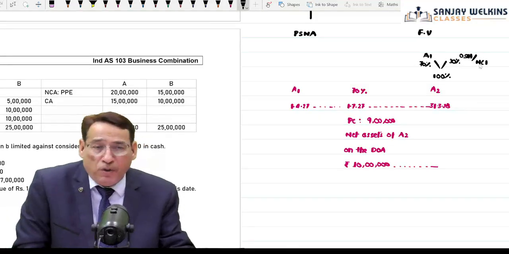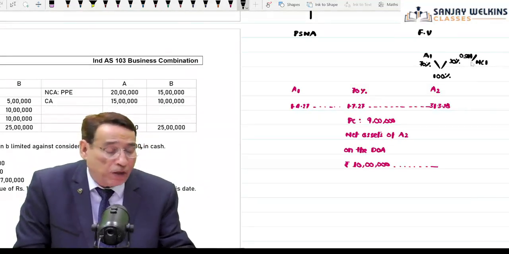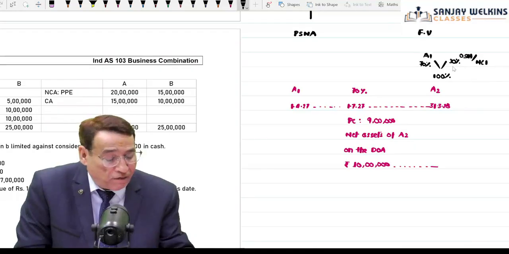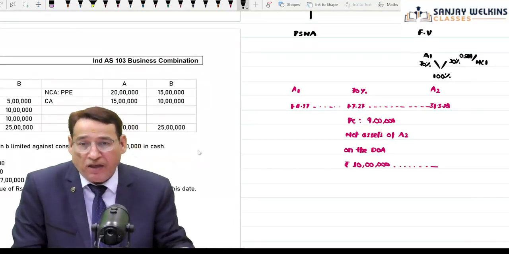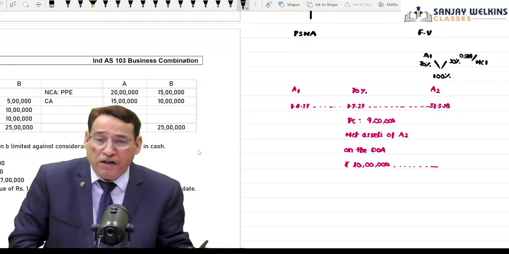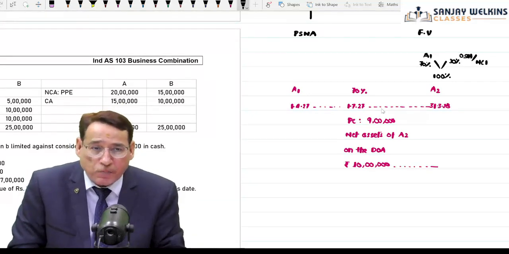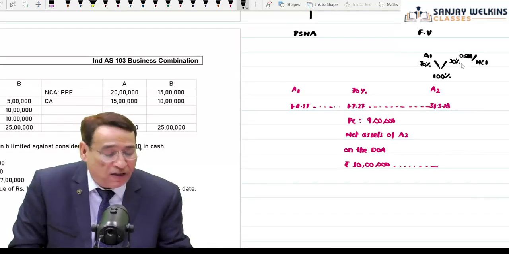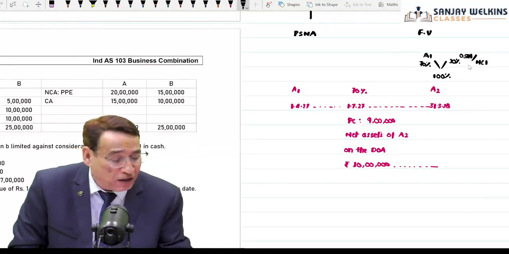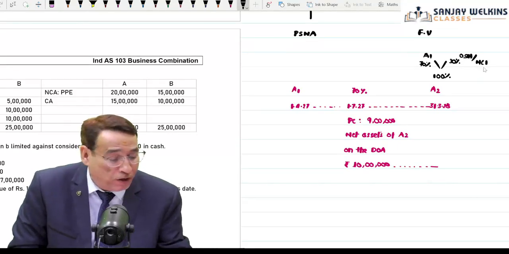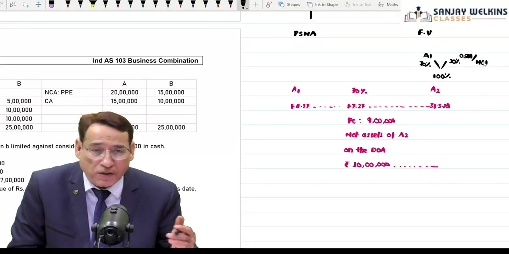Why are they known as non-controlling interest holders? Because they also have made some investment in this particular entity. That means they have some interest in this entity. But the only thing is that they do not have control over this entity. That is why the other shareholders will be known as non-controlling interest holders.